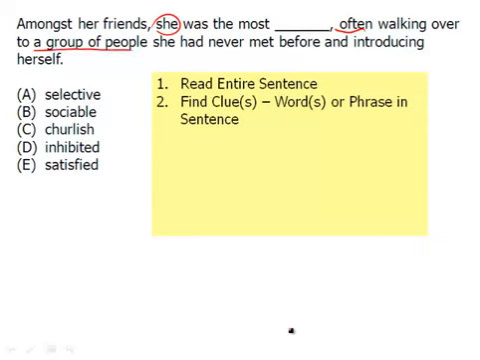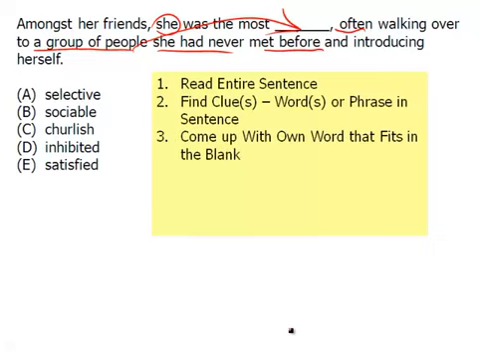And the clue is the part of the sentence, it could be a word, it could be a phrase, that tells us about the blank. And I'm underlining the parts that are important. She'd never talked to these people before, but yet she would go up to a group of people and introduce herself. Wow, what sort of person would that be? Well, you're going to have to come up with your own word.